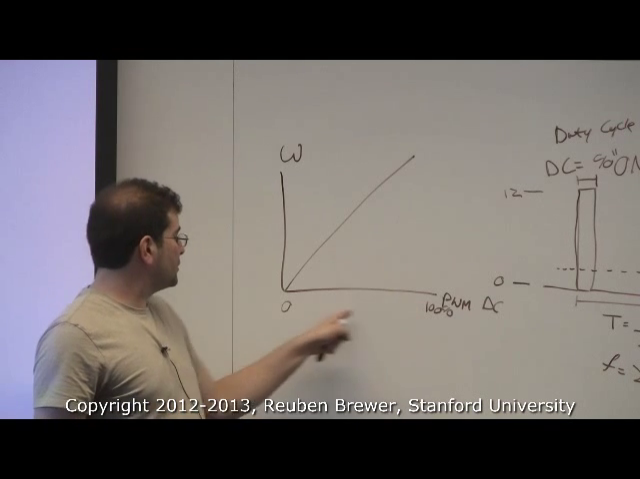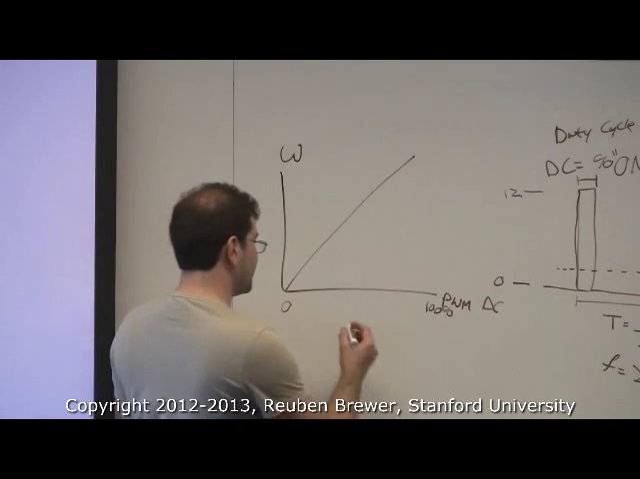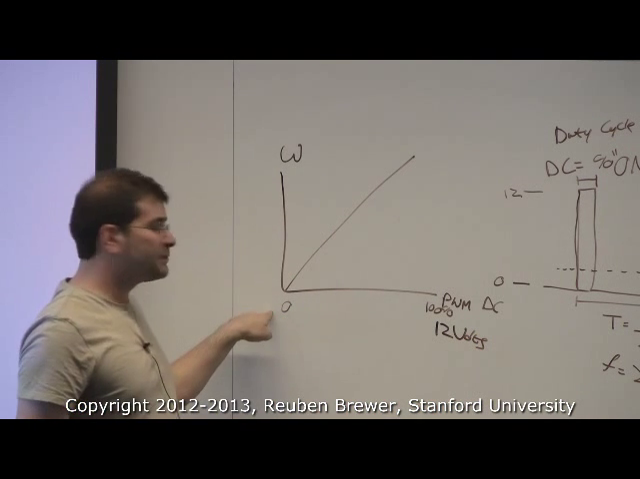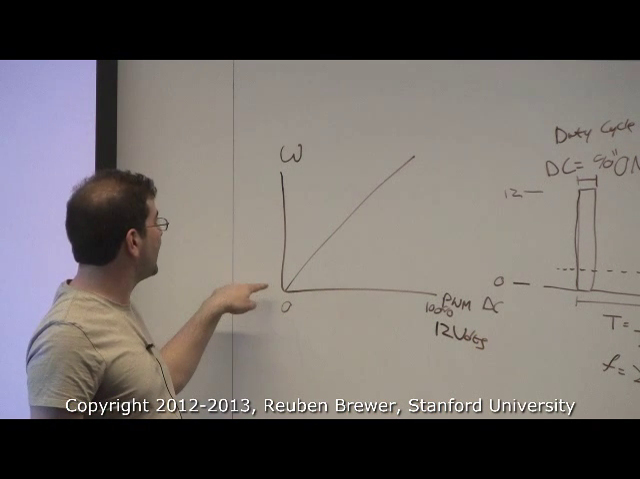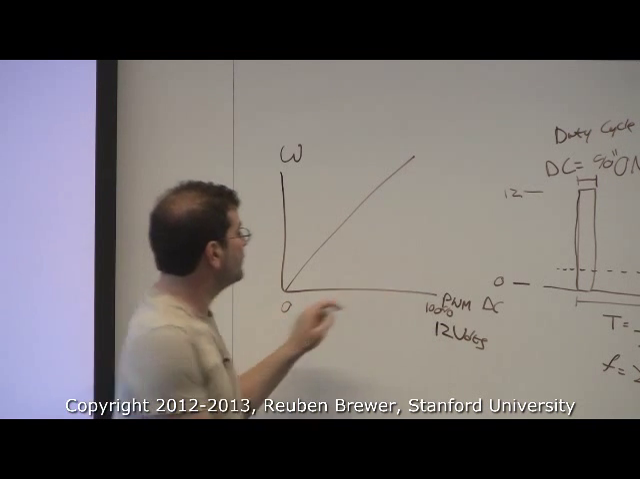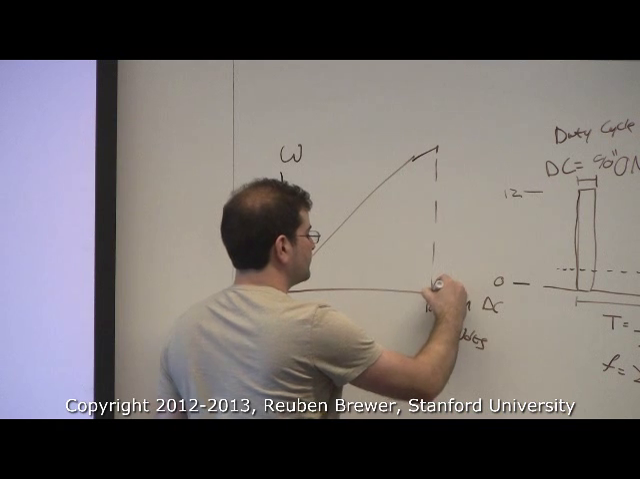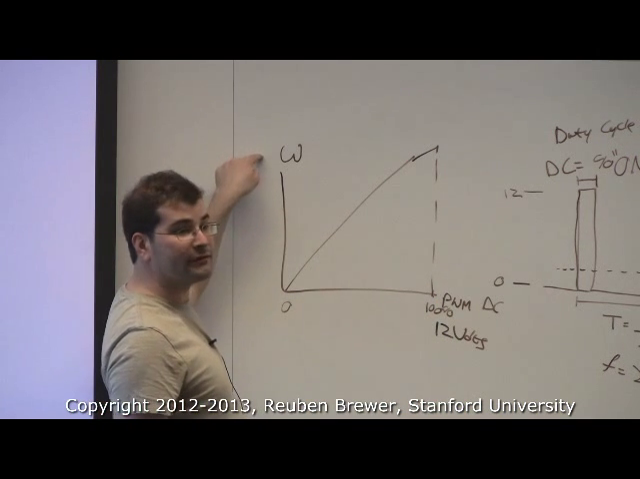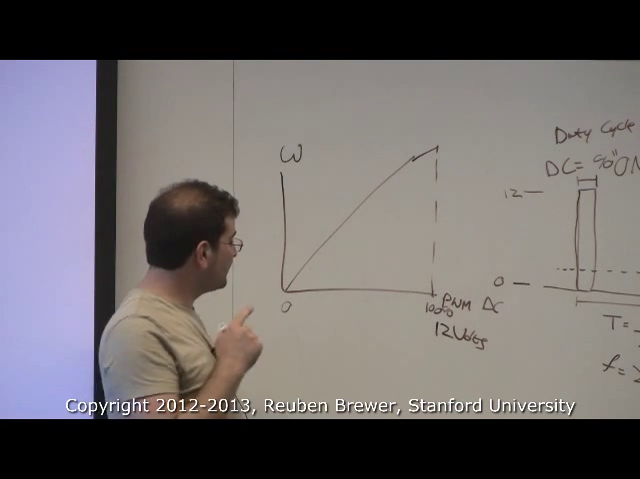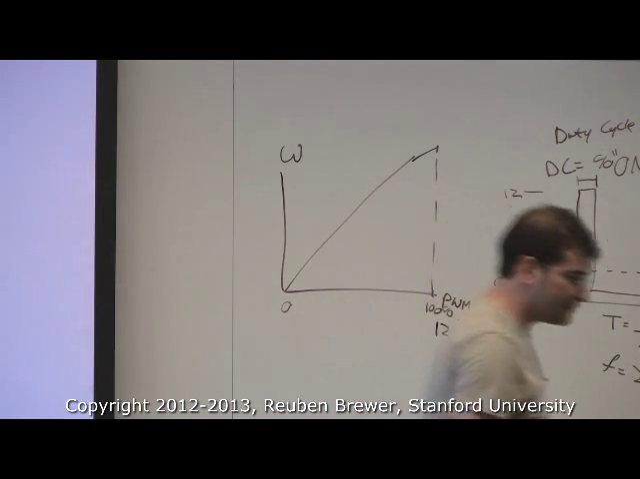As the duty cycle goes, you can think of this as voltage. Say this is 12 volts. At 0% duty cycle, we're 0 volts and we have 0 speed. We're not moving. Now at 100% duty cycle, we're at 12 volts and we're going really fast, right? In actuality, this is not what happens.